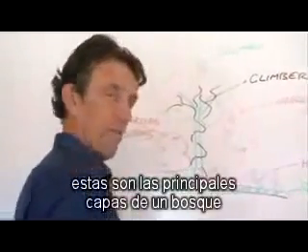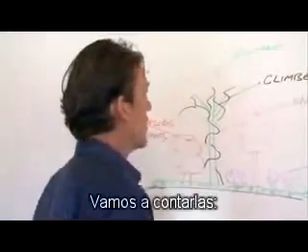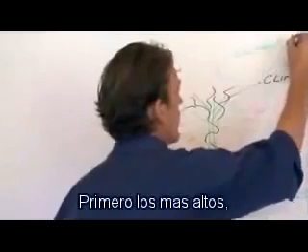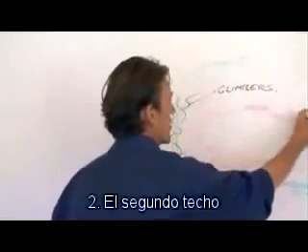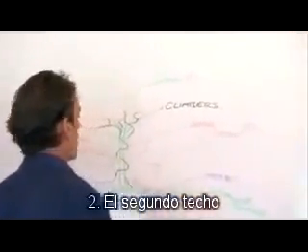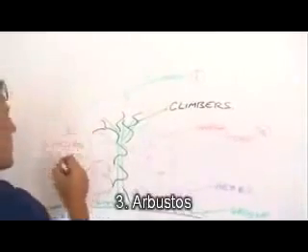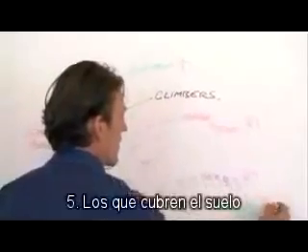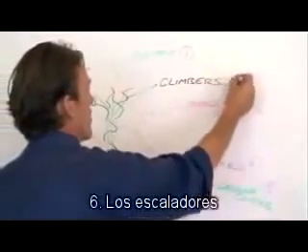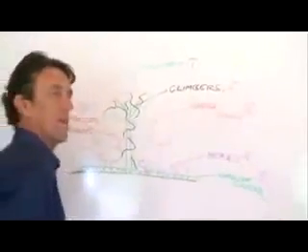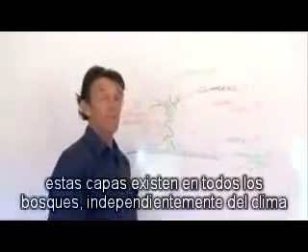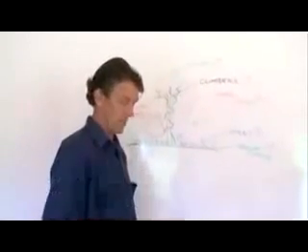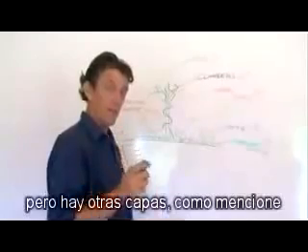These are the main layers of a forest. Let's count them through. We had 1, the climax, 2, the understory, 3, the shrubs, 4, the herbs, 5, the ground covers, 6, the climbers. Those layers are in every forest. Doesn't matter what climate it is. But there are other layers.